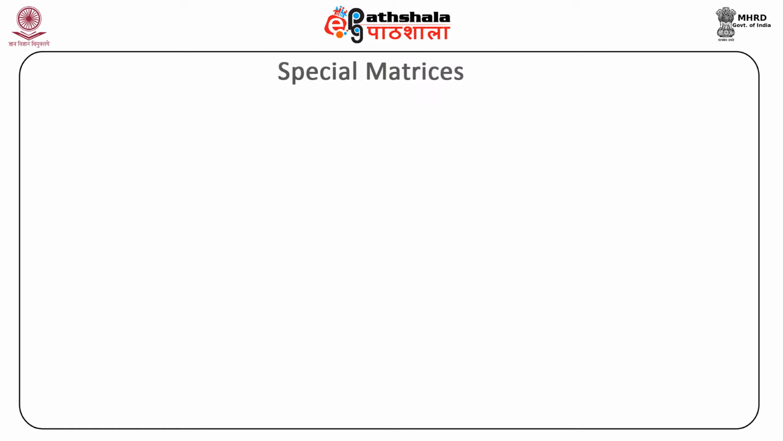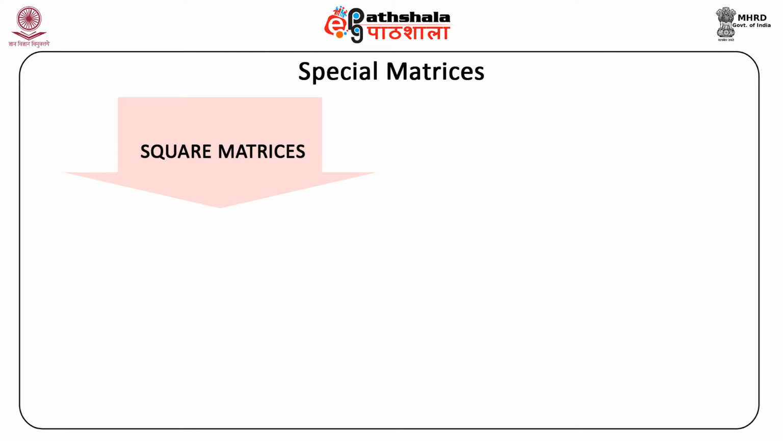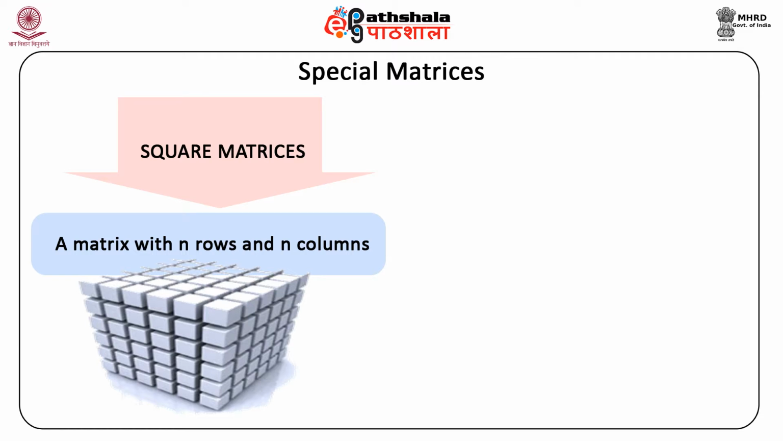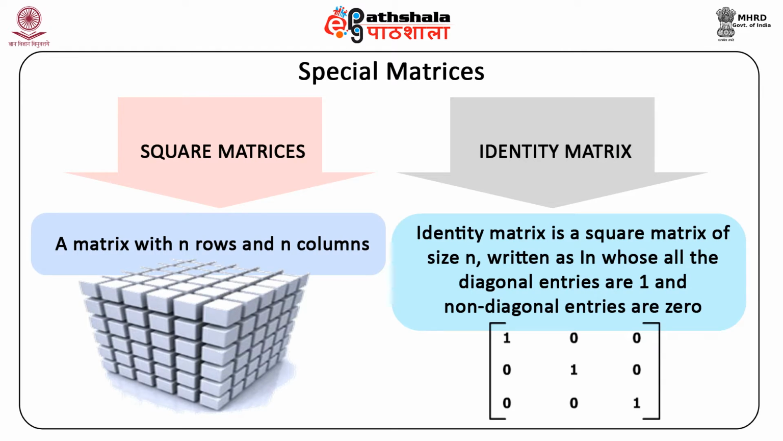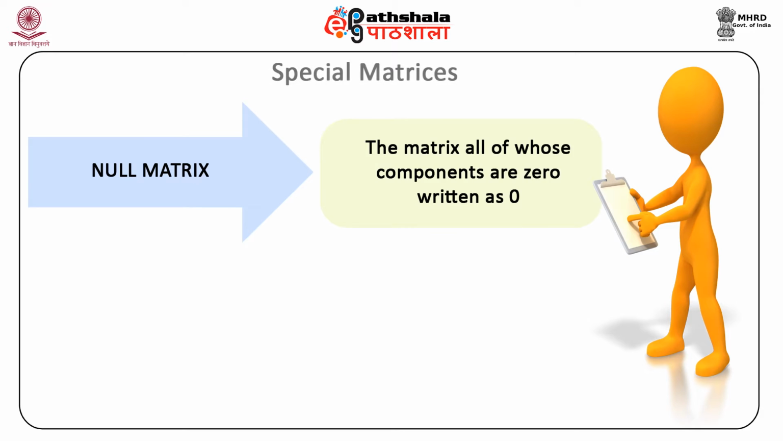Now we will talk about special matrices. Square matrices. A matrix with n rows and n columns is called a square matrix of size n. Identity matrix. The identity matrix is a square matrix of size n written as In whose diagonal entries are all 1 and non-diagonal entries are 0. Null matrix. The matrix all of whose components are 0 is termed the null matrix, written as 0.